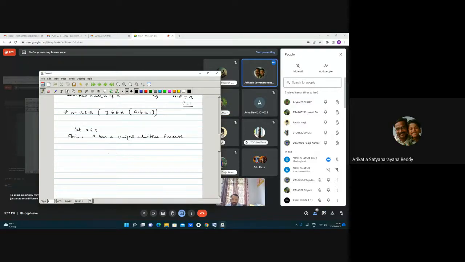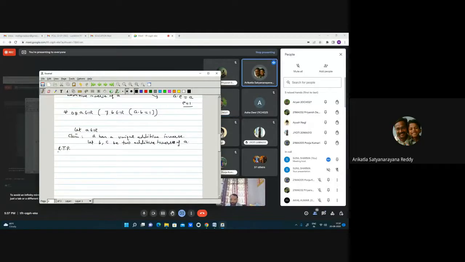Okay. Let B and C be at least two. Yeah, at least two. Let B comma C be two additive inverses of A, right? Yes. What is our goal now? RTP. RTP means required to prove. We need to show that B is equal to C.